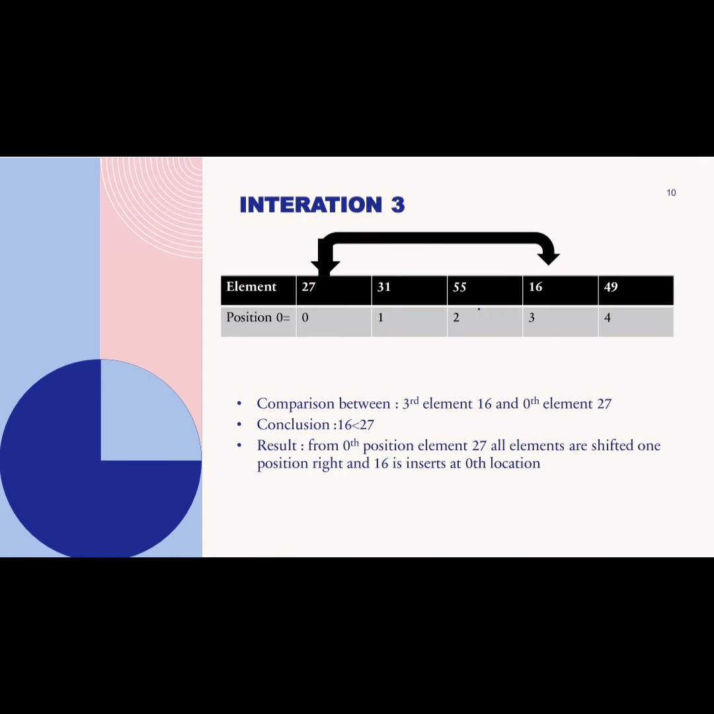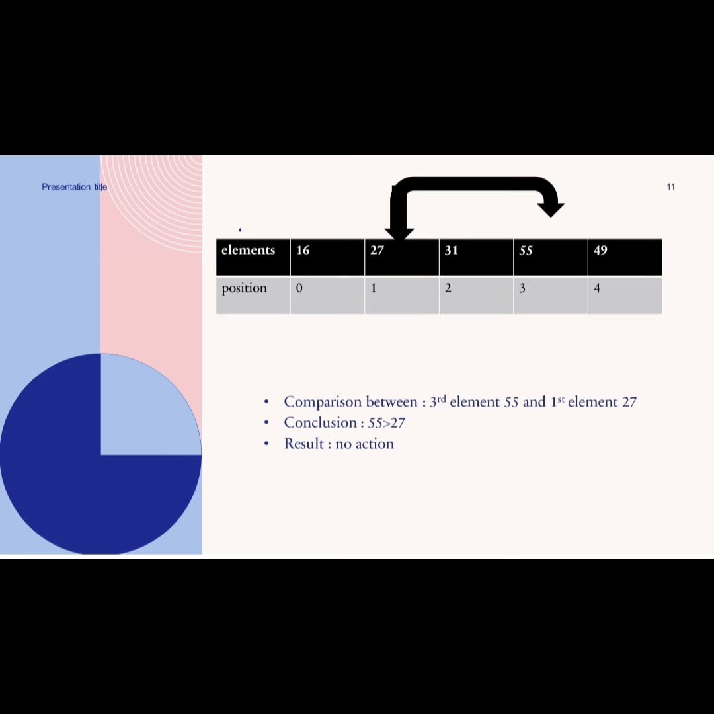In iteration third, the comparison between the third element 16 and the zeroth element 27. The conclusion of the third iteration is that 16 is smaller than 27, and the result is that from the zeroth position element 27, all elements are shifted one position right and 16 is inserted at the zeroth location. In the next iteration, the comparison between the third element 55 and the first element 27. The conclusion of this iteration is that 55 is larger than 27 and the result is no action.